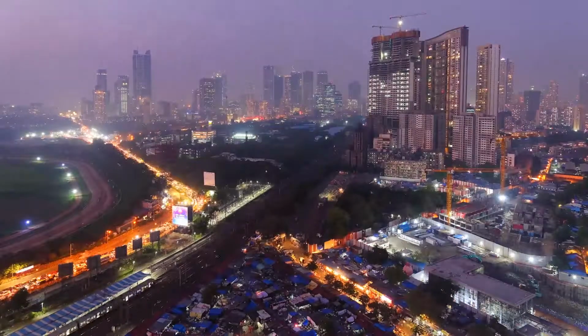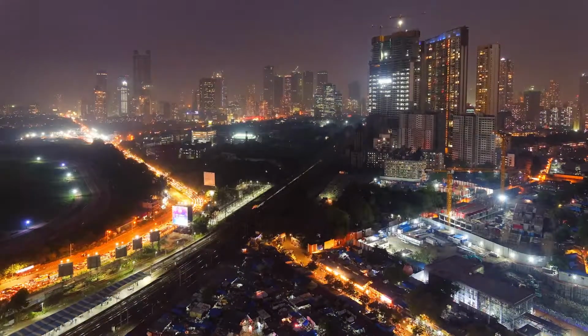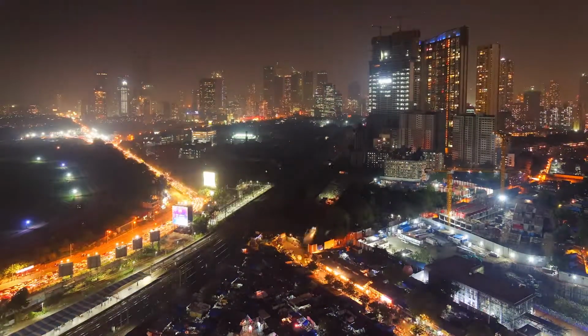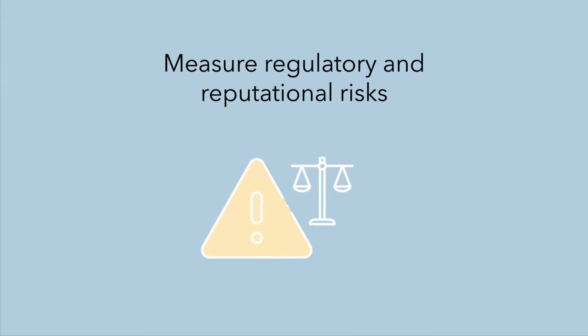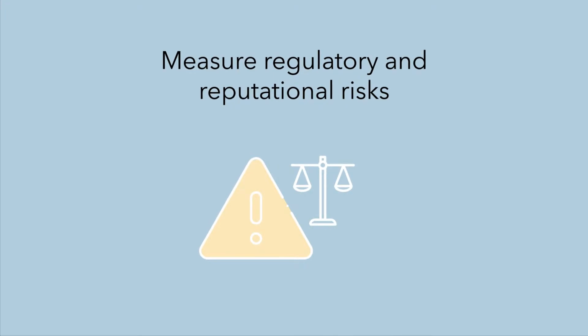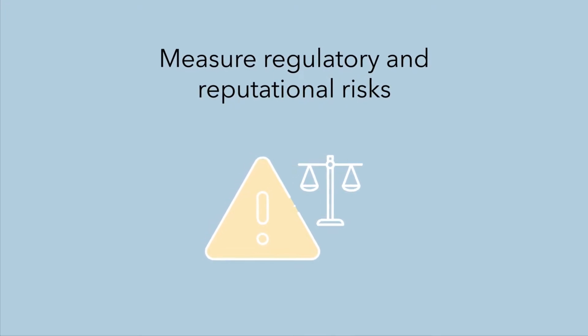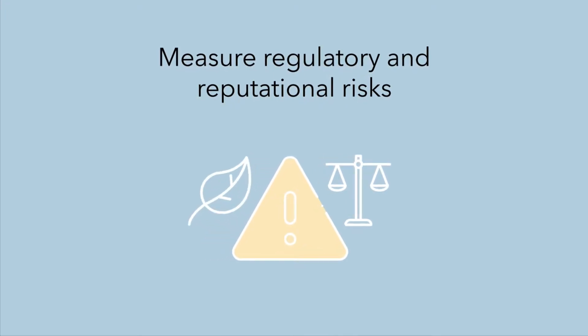Metrics and targets for climate-related risk should reflect the impact of both physical and transition risks. For example, it's just as important to measure the regulatory and reputational risks arising from the company's environmental performance as it is to measure dependencies and impacts on natural capital.